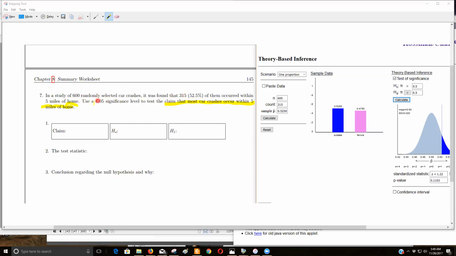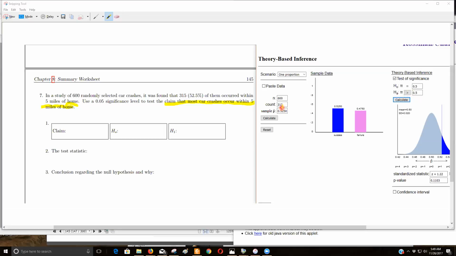So there's my claim. Then I guess I should say my hypotheses. The null hypothesis is no, the claim is not correct, that we can't say that more than 50% of car crashes occur within 5 miles of home. Remember, most car crashes would be if more than 50% of them occur within 5 miles of home. So the null hypothesis says no, that's not true. We can't say that more than half occur within 5 miles of home. And then the alternative hypothesis, H1, is that yes, that's the claim. H1 says it's greater than a half.